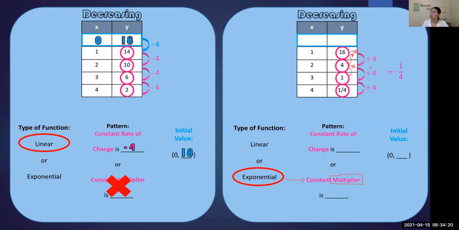So instead of thinking of division, we're going to change that to multiplication. And all you have to do is put a 1 over that 4. And now that has turned our pattern into a multiplication pattern of multiplying by 1/4 every time. So multiplying by a fraction does give us a decreasing exponential pattern that's going down. So that is not a constant rate of change. It's a constant multiplier of 1/4. And now for the initial value, you just have to think about our pattern here. Our initial value is when x is 0.